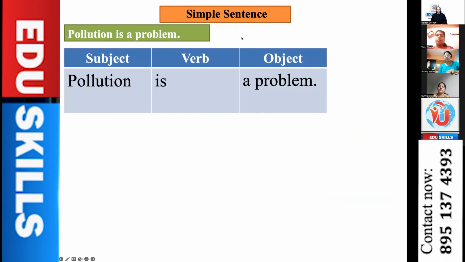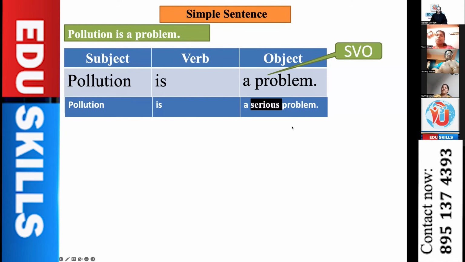So I am not going into detail. Now you say, pollution is a problem. A simple sentence doesn't mean it is short. It can be very long, but I'll tell you why it is simple. You might have seen that some of my sentences were 1.5 lines, more than a line, when I prepared my simple sentences about the Mavis Brampton case note. Now you see, pollution is a problem. Pollution is the subject, is the verb, a problem the object.